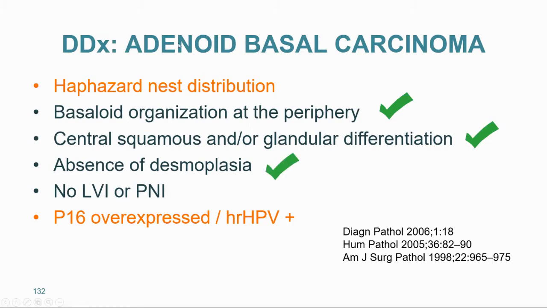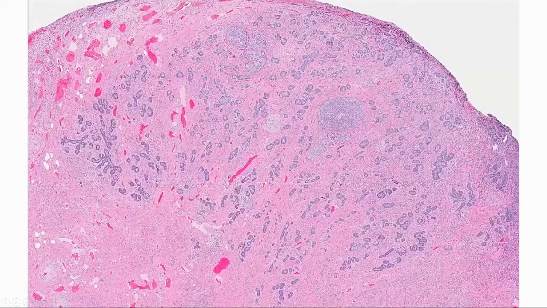These adenoid-basal carcinomas do not have this stromal desmoplasia and they usually do not have lymphovascular space invasion or perineural invasion. If you see LVI or perineural invasion, you're probably dealing with a squamous cell carcinoma component associated with an adenoid-basal carcinoma. This is the typical appearance of these lesions.